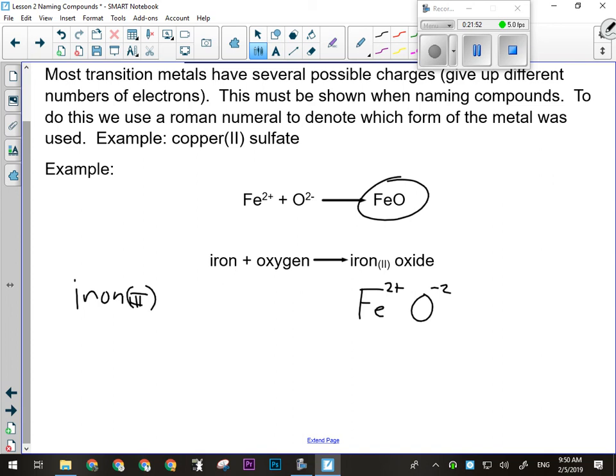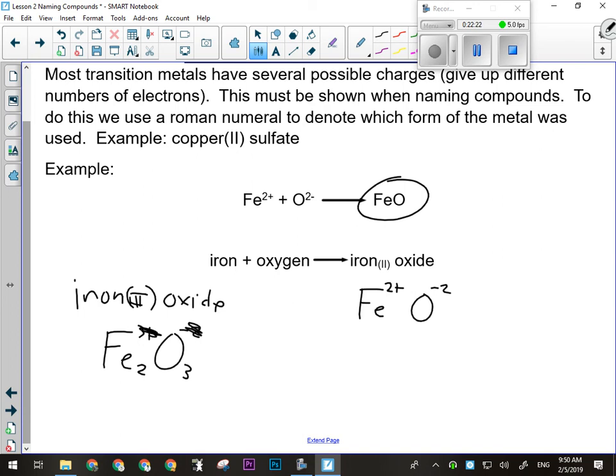Whereas if I wrote it like this, iron Roman numeral 3 oxide, I would know to do this, Fe 3+, 2-, and when I drop and swap, I'm going to get 2 and 3. Okay, and then people won't get confused and they won't eat something that's poisonous thinking they're eating something that's not poisonous, because I've had some way to show that these two things are different. All right, so we can write their names differently based on their charge.